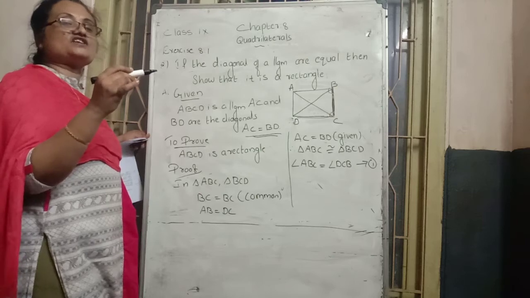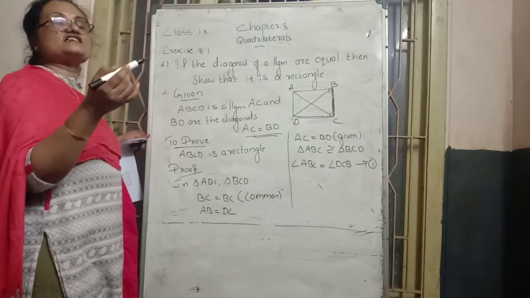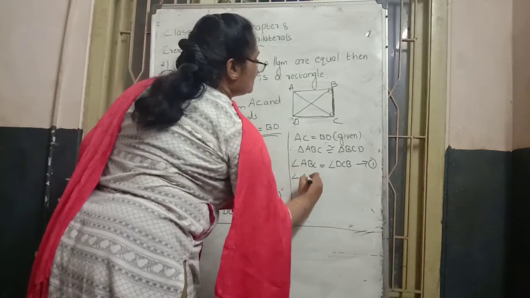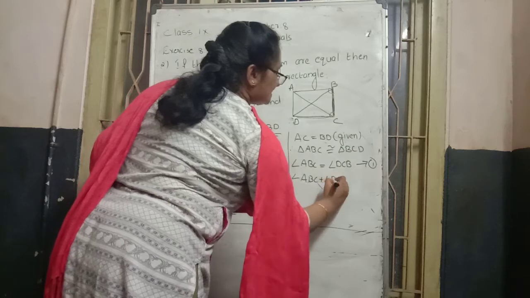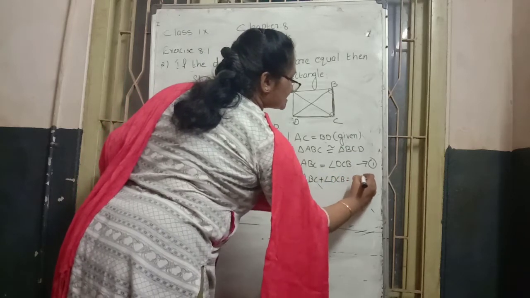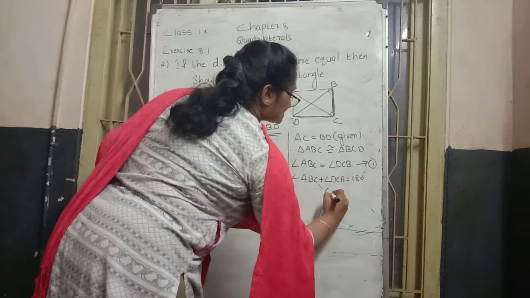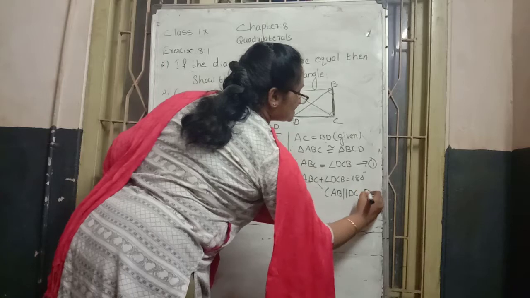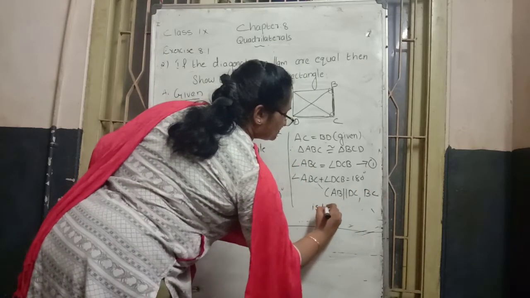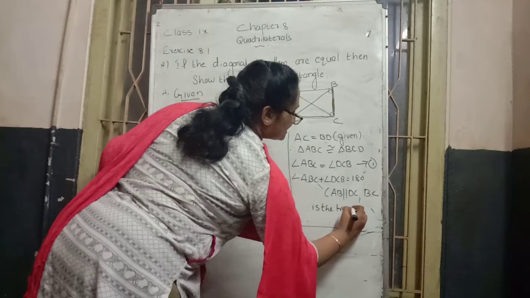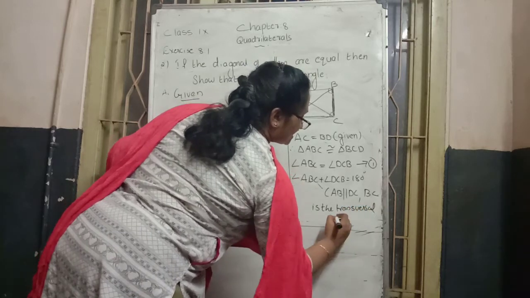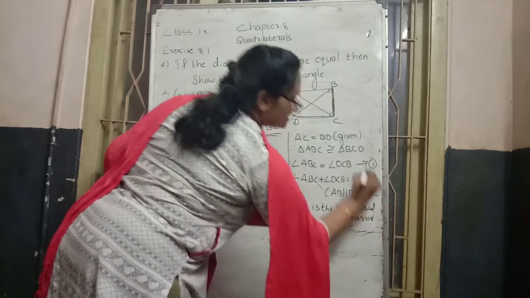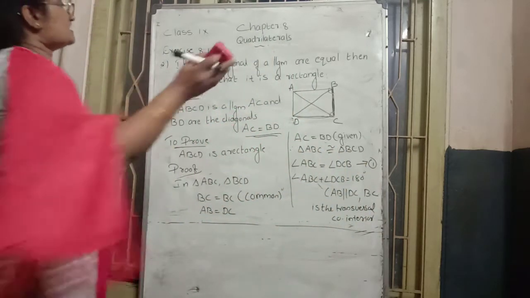In the co-interior angle case, the sum becomes 180 degrees. So we can write angle ABC plus angle DCB is 180 degrees. What is the reason? AB side is parallel to DC side and BC is the transversal. That is the reason they make co-interior angles.